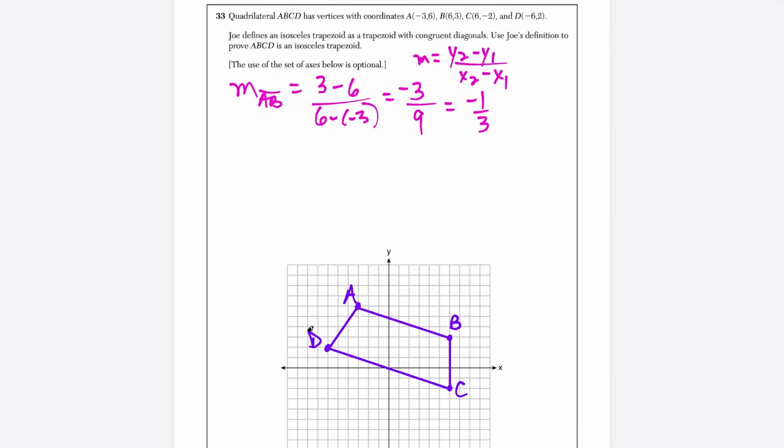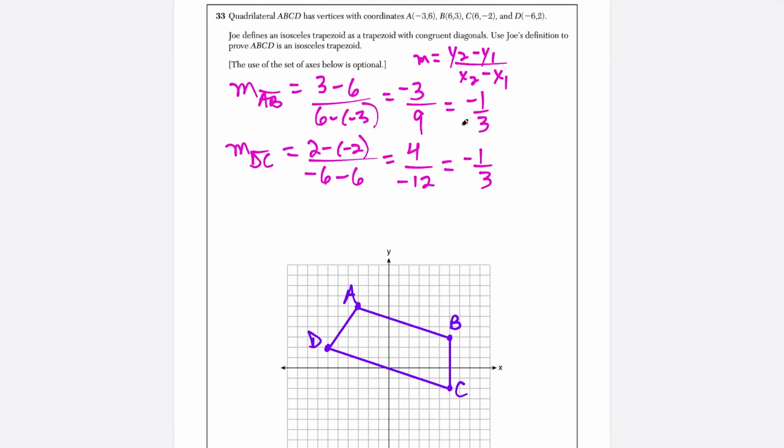So now I'm going to find the slope of this line segment over here, line segment DC. For this one, I find the slope between these 2 points, and I'm going to do the difference of the y values. So I have 2 minus negative 2, and I'm dividing by the difference of the x values. I have negative 6 and then minus 6. And this gives us 4 on top, because 2 minus negative 2 becomes 2 plus 2, over negative 6 minus 6 is negative 12. And if I reduce this fraction, I divide the top and bottom by 4, I also get negative 1/3.